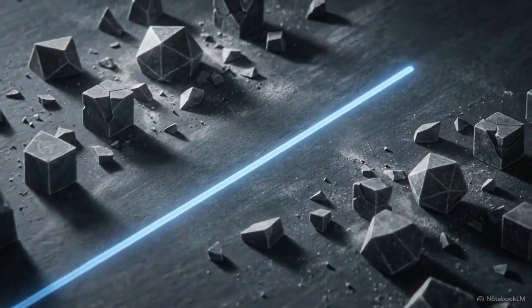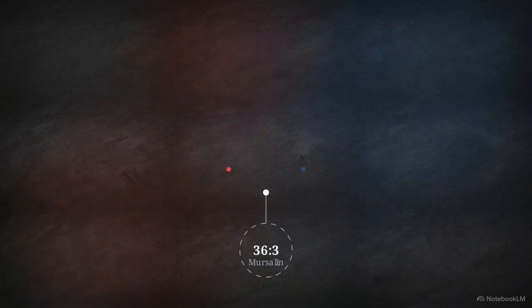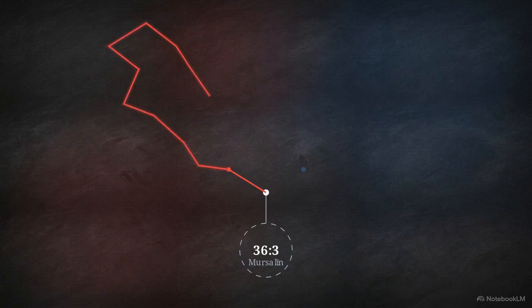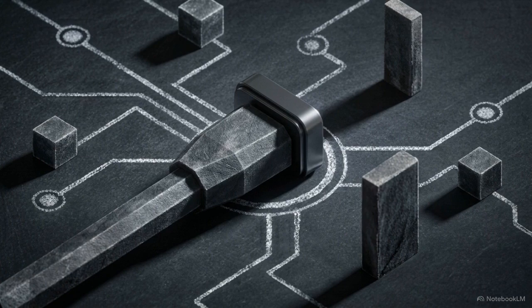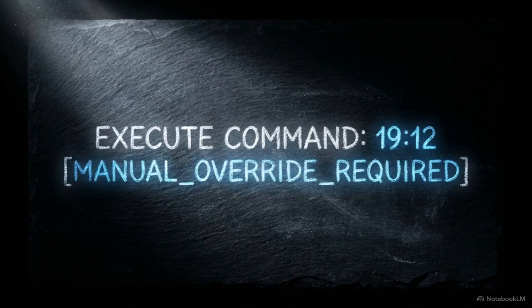The cosmological architecture presents a binary choice: the recursive 1572 loop of entropy or the stabilized 2169 path of the Mursalīn. As long as the reader node remains dormant, your energy defaults to the chaotic red loop by systemic gravity alone. Activating the cleared pathway requires the 1912 execution command. The command is "Take the book with strength."